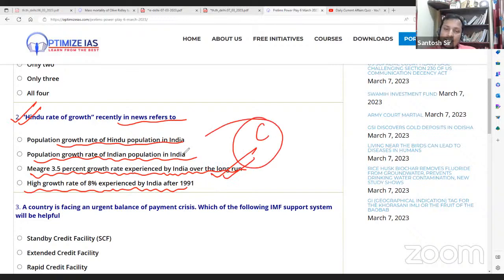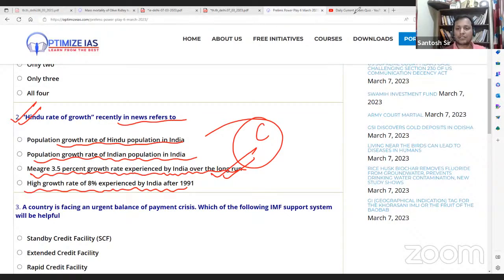The Hindu rate of growth was coined in the 70s and 80s, and it used to signify the slow economic growth which took place in India between the 1960s and 1980s, which was around 3.5%. Why was it called the Hindu rate of growth? Because Hindu philosophy talks about non-materialism and contentment. The philosophy does not talk about more growth, so that's why economists use the word Hindu rate of growth. The rate was very nominal, 3 to 4%, very low compared to other countries. After 1991, our economic growth rate increased to 5 to 6, 7%, and that is not referred to as the Hindu rate of growth. Hindu rate of growth is a slow rate of growth.